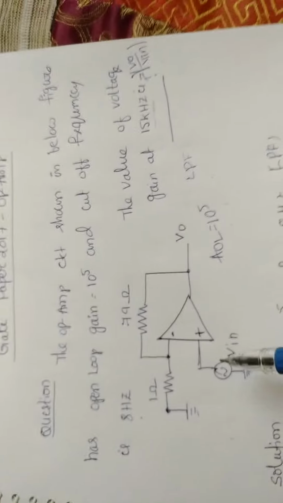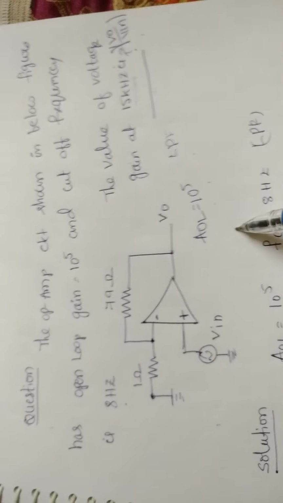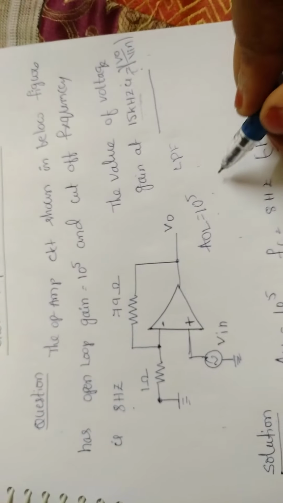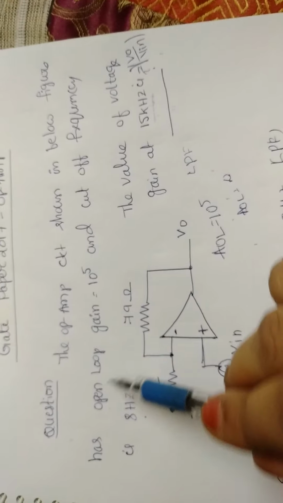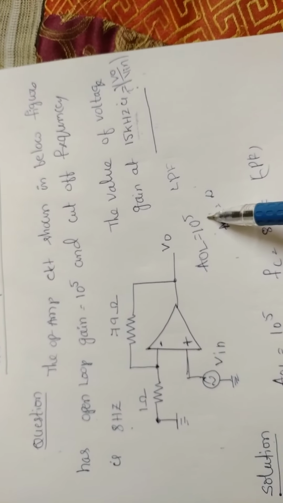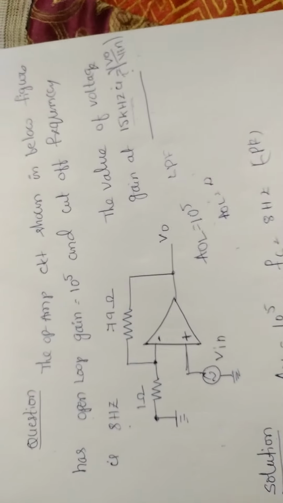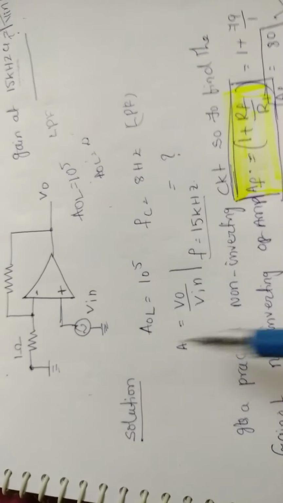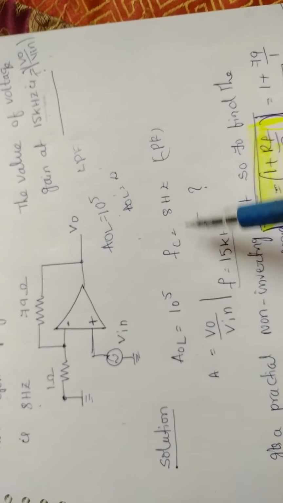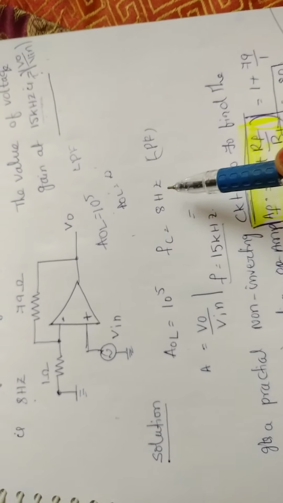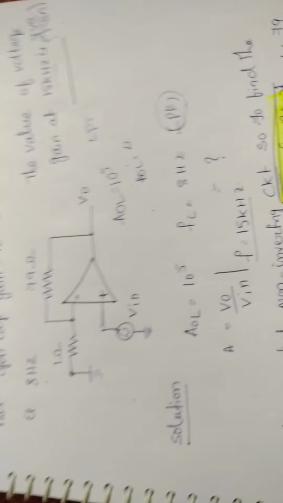Is it an ideal amplifier or a practical amplifier? It is a practical amplifier. In an ideal amplifier, the AOL is infinity, but here the open loop gain is 10 power 5. Even though it is a large gain, it is a practical amplifier. Okay, from the given data, AOL is 10 power 5 at a cutoff frequency of 8 Hz. So when the frequency is 8 Hz with this gain, it is a low pass filter.